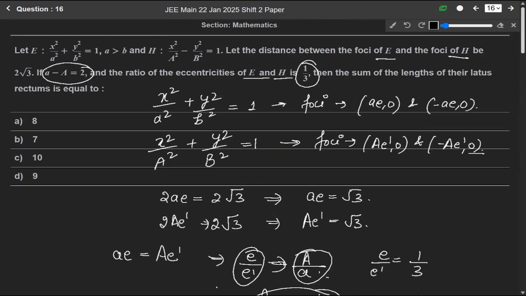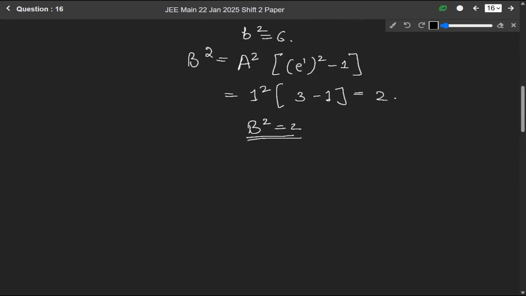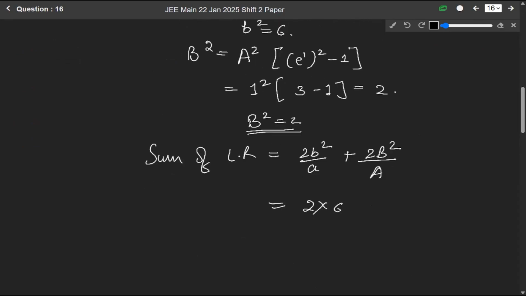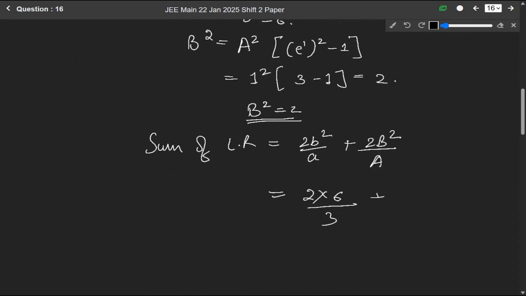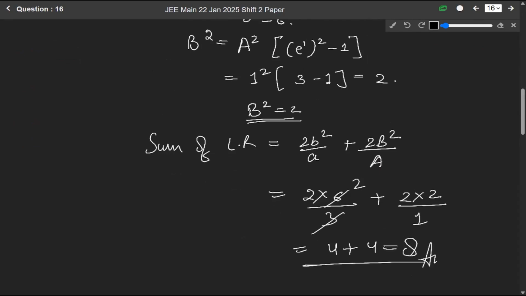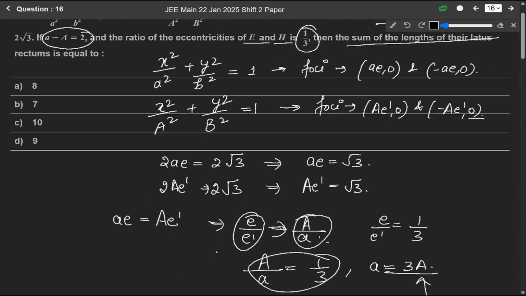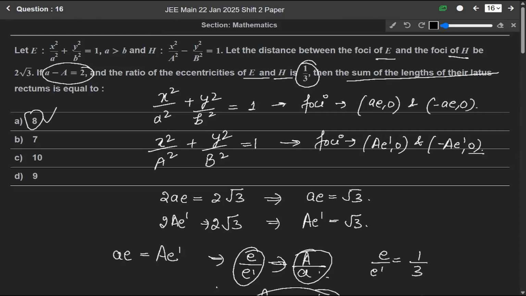Okay. So we have to find the sum of lengths of their latus rectum. So the sum of their latus rectum will be 2b square over a plus 2B square over capital A. So it will be 2 into b square, which is 6, over a, and a is 3, plus 2 into B square, which is 2, and capital A is 1. 3 2s are 6. So 2 2s are 4, plus 2 2s are 4. So it is 8. So our final answer is 8 here. Okay. So the correct answer is option A.